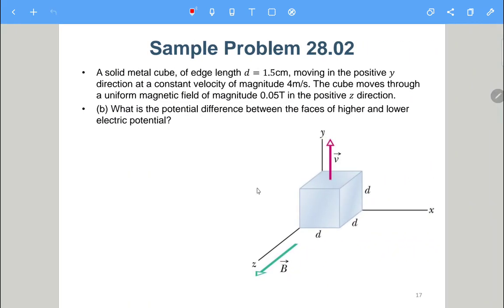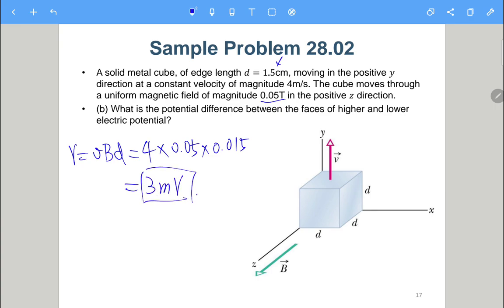Okay. So next, what is the potential difference between the faces of the higher and lower electric potential? We can use the equation V equals small v times B times D. So v is 4 meters per second, times the magnetic field 0.05 Tesla, times 1.5 centimeters, which is 0.015. In this case, this is 3 millivolts. Yeah, a small potential difference between the left plate and the right plate. So this is negative, this is positive. If you use a multimeter to measure this side and this side, then there will be 3 millivolts.